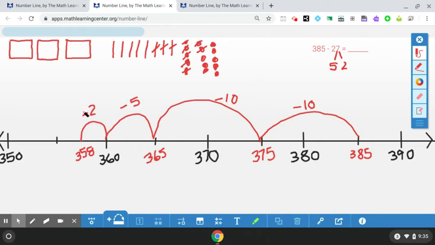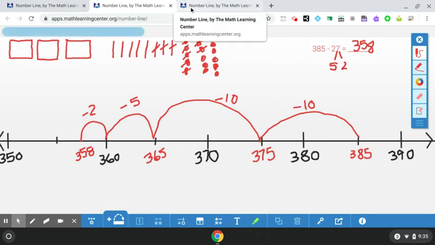27. And I ended up at 358, the same number that I came up with here: 100, 200, 300, 10, 20, 30, 40, 50, 5, 6, 7, 8. So I know my difference between 385, take away 27, is 358. Okay. So remember, as you're jumping backwards on that number line, your tens and then your leftover ones.